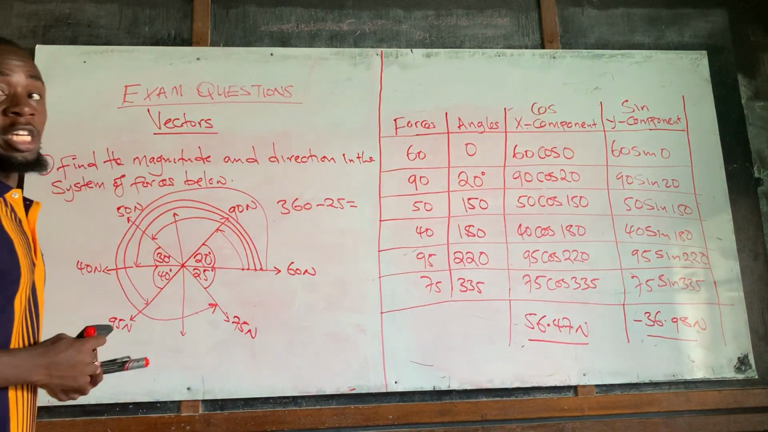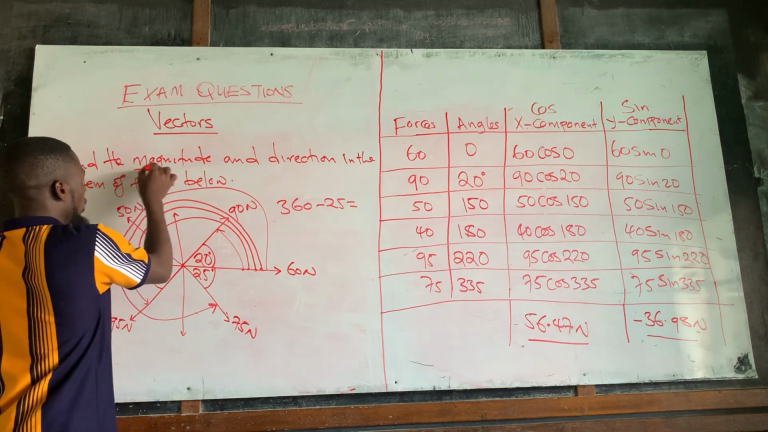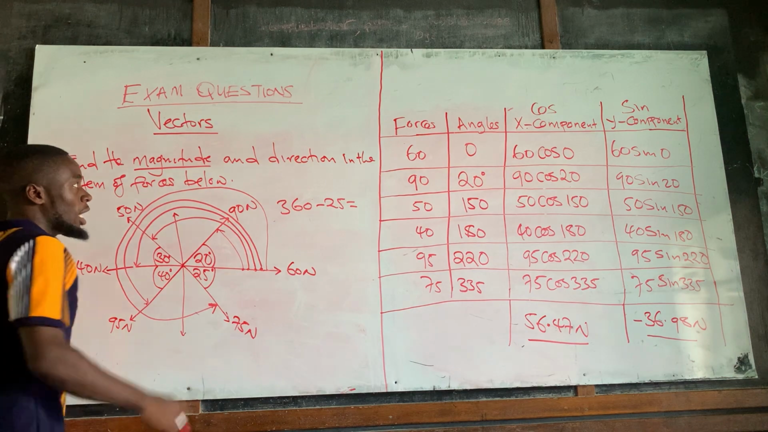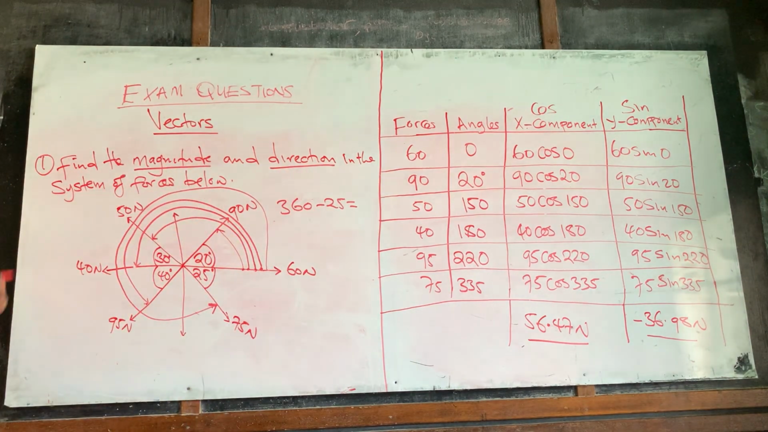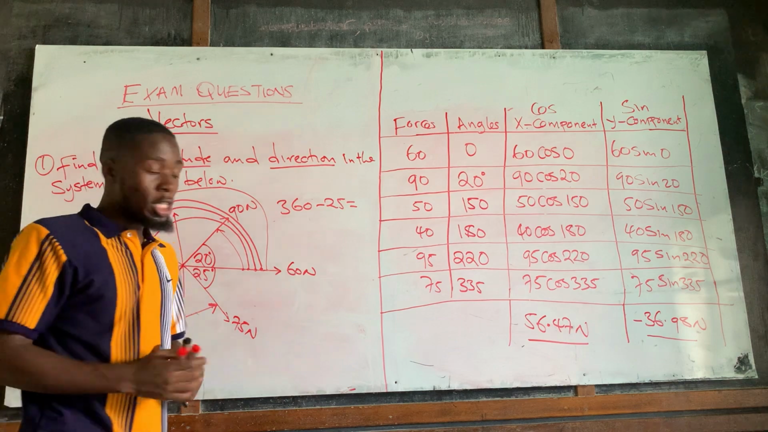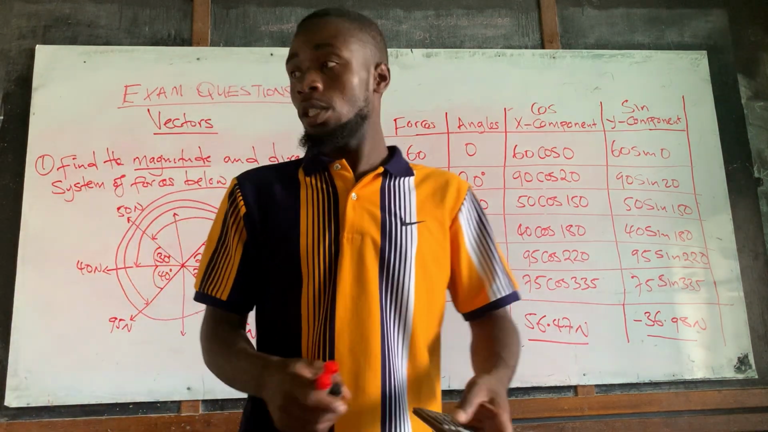Okay, and our question here is find the magnitude and direction in the system of forces below. So the magnitude here, we are talking about the size, and the direction here, we are talking about the angle. So when you have to find the magnitude, choose the size and the angle there. So how do we do that?